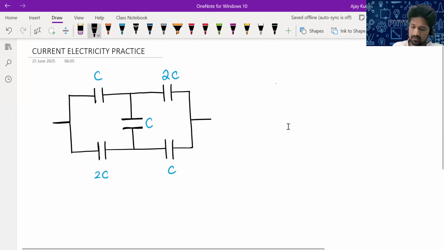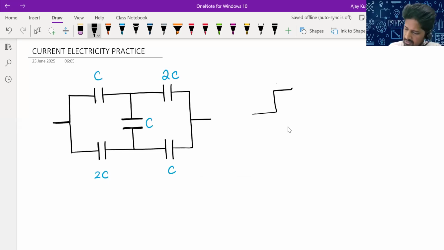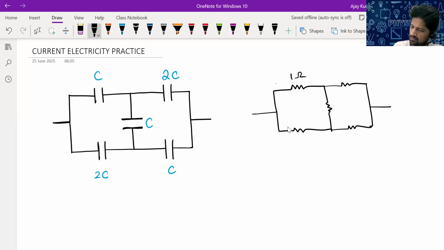If any of you remember, you can tell me, how do we deal with unbalanced Wheatstone bridges of resistors? How do we find out the effective resistance of an unbalanced Wheatstone bridge of resistors? What did you say? It was not clear. KCL, KVL.